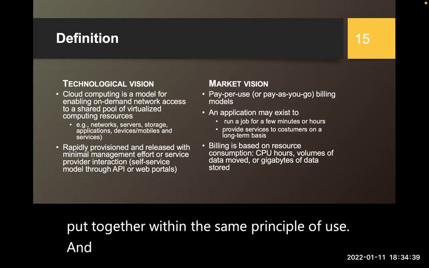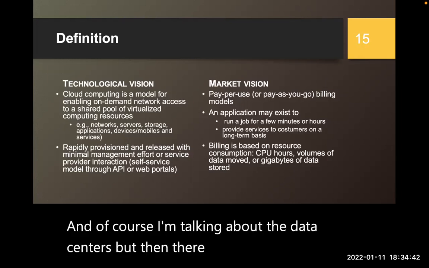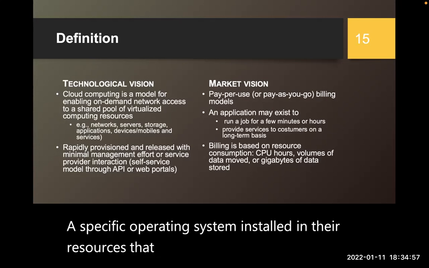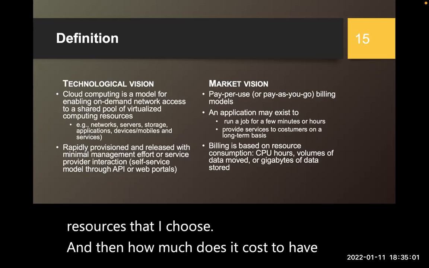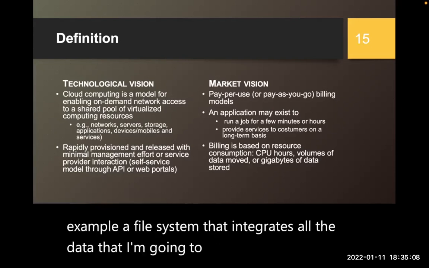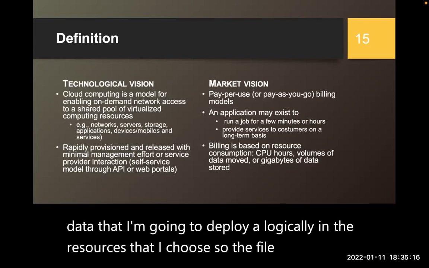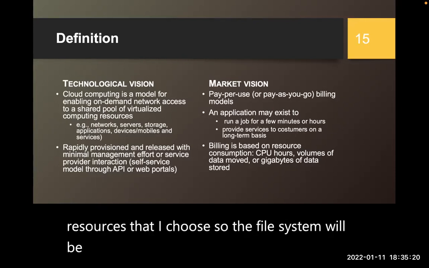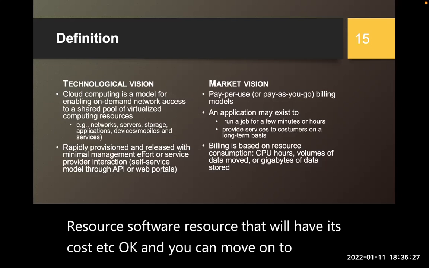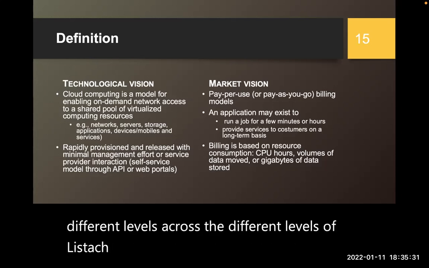And of course, I'm talking about the data centers, but there are people, for example, that have developed operating systems. So how much does it cost to have a specific operating system installed in the resources that I choose? And then how much does it cost to have, for example, a file system that integrates all the data that I'm going to deploy logically in the resources that I choose? The file system will also be a software resource that will have its cost, etc. And you can move across the different levels of the stack. You understand what I mean by the stack.